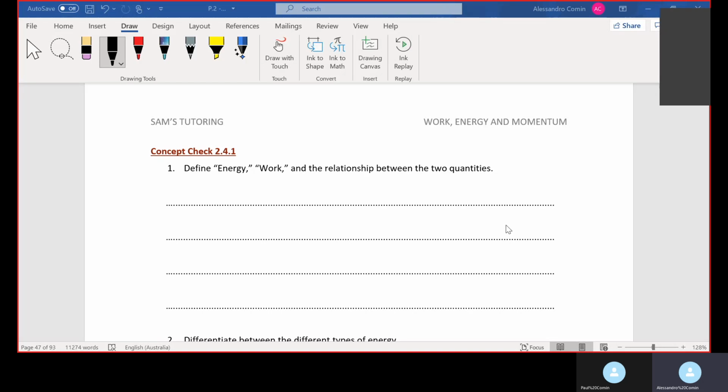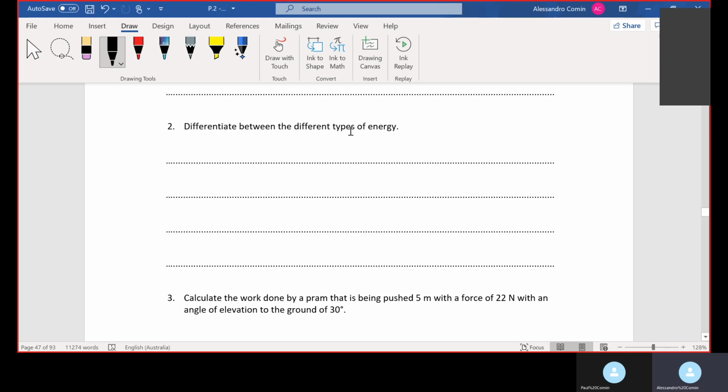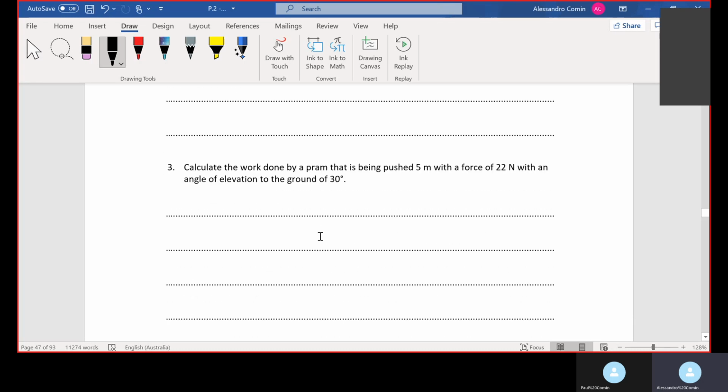All right. I do apologize if that may have been a little bit quick, but that's because with work and energy, there isn't really much to it. So we know we can define them. We know that the 2 different types of energy are potential and kinetic.